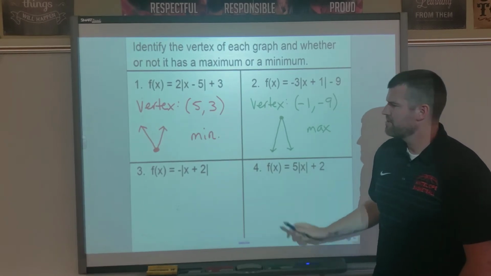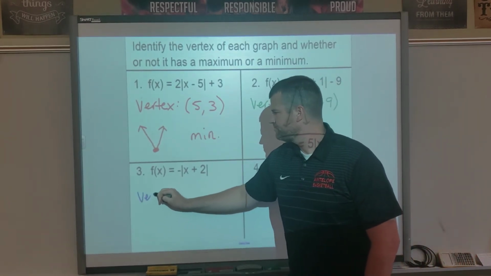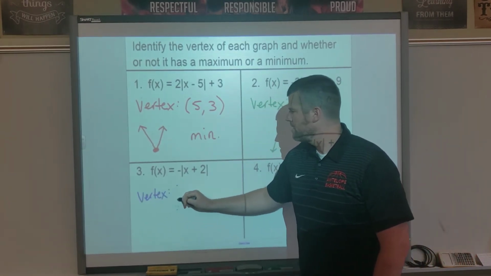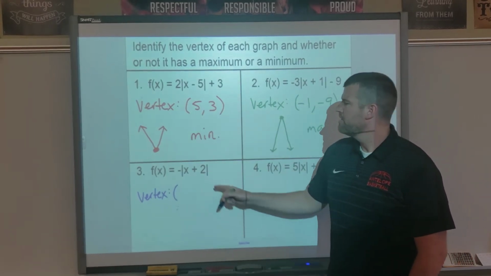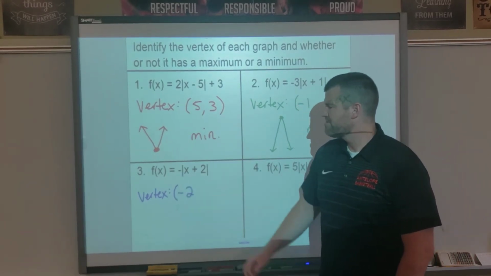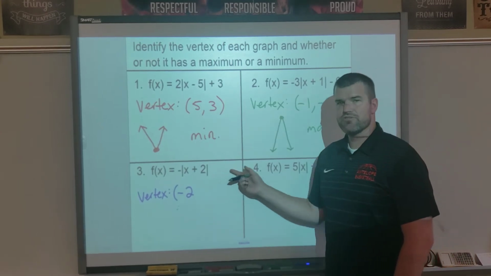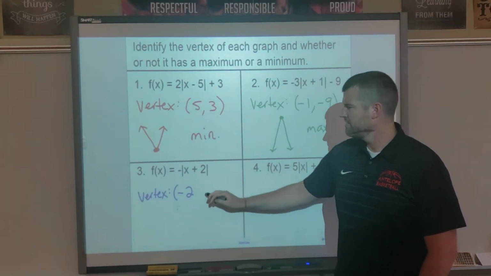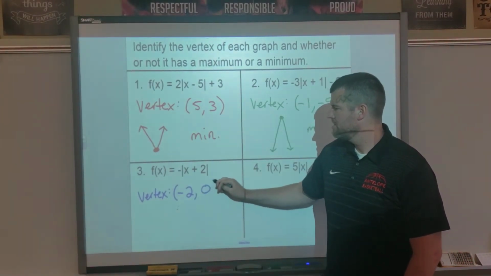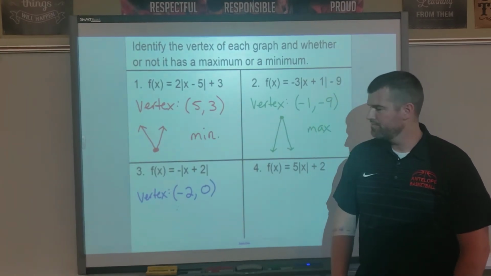All right, back to this one. The vertex, we look inside of our bracket. That's going to be opposite of 2, so -2. And then what if there's no number at the end? That just means the graph is not shifted up or down, so our y-coordinate is 0.